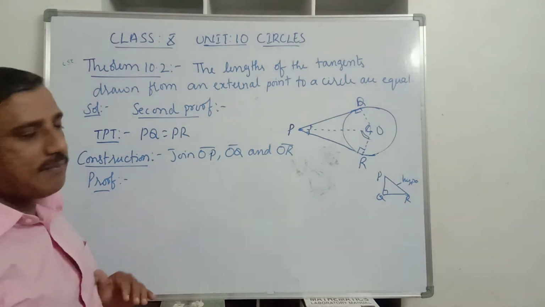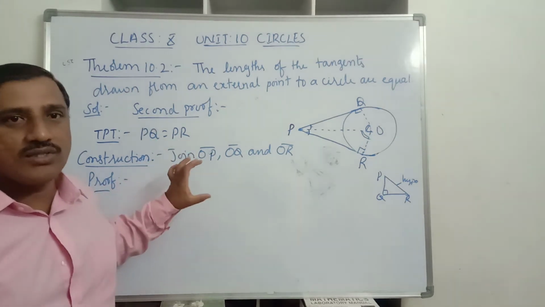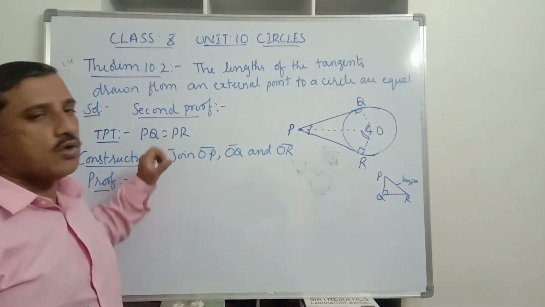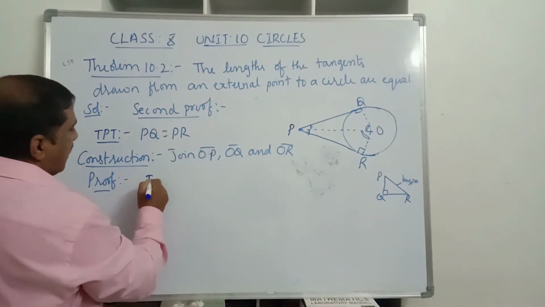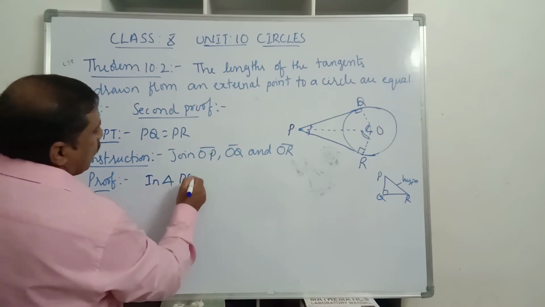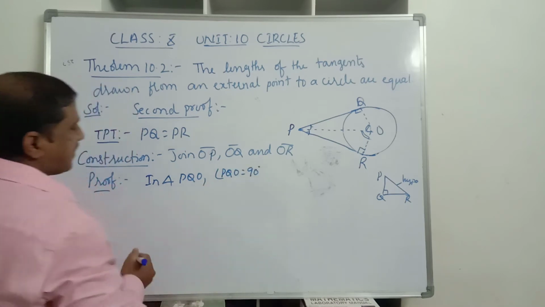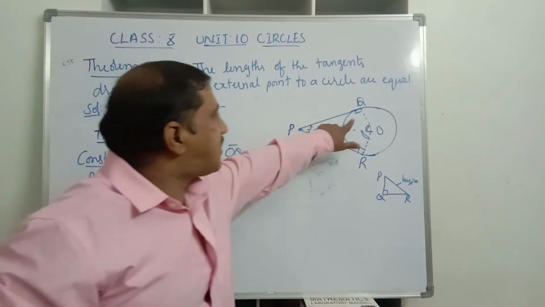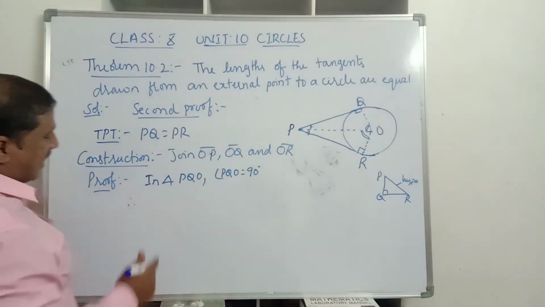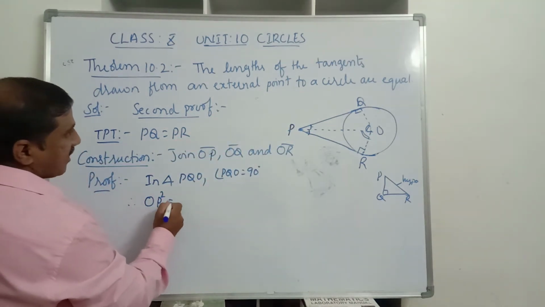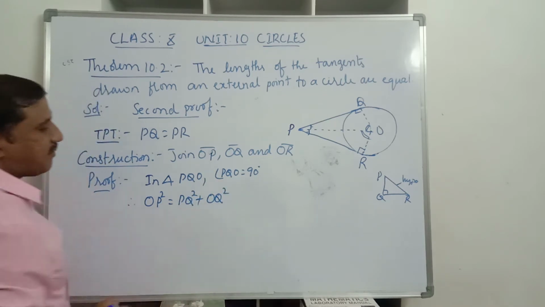Again, the given statement, what we need to prove, and the construction are similar to the previous proof, where we used the congruent triangles property. So same data you can take; the proof we will discuss here. In triangle PQO, angle PQO is equal to 90 degrees. Hence the side OP is the hypotenuse, which is opposite to the right angle. Therefore, OP square is equal to PQ square plus OQ square.